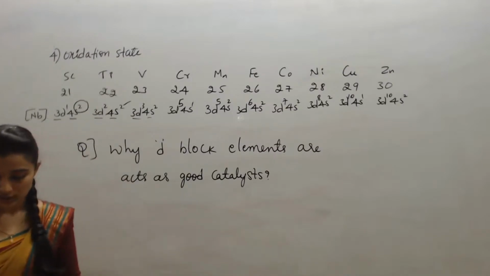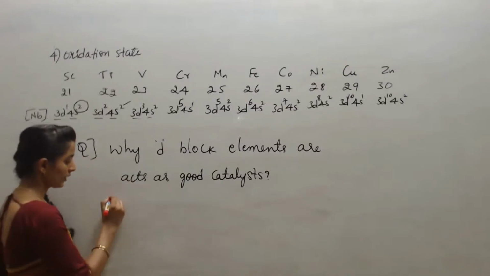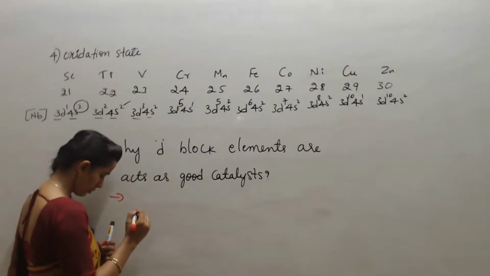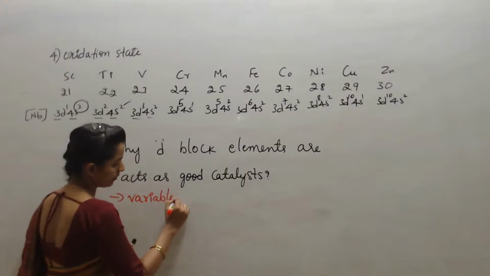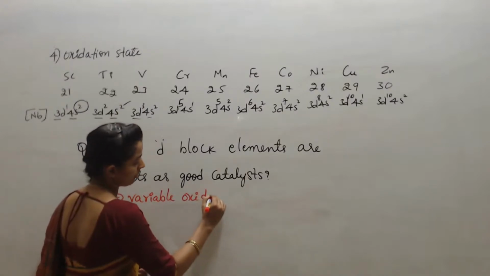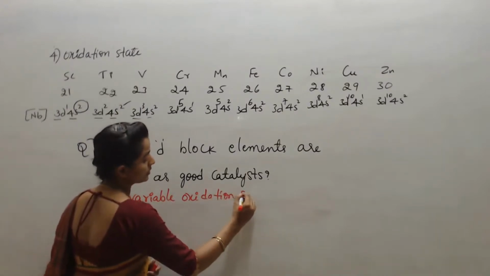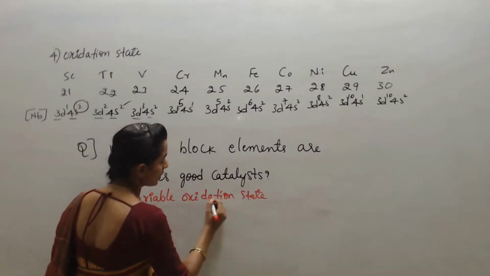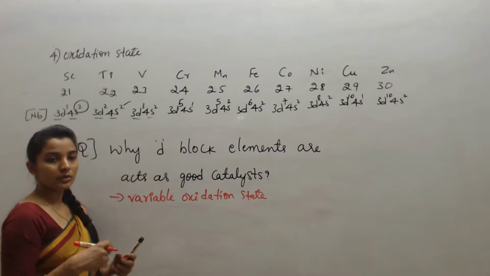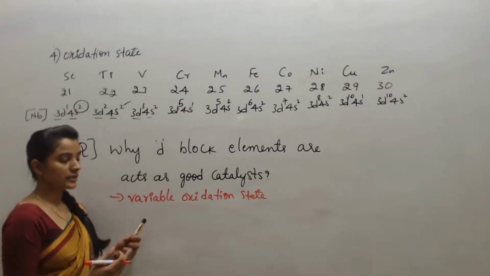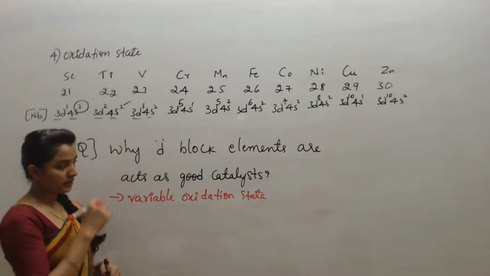So there are two reasons. One, they have variable oxidation states. Because of the variable oxidation state, they can either accept an electron or donate an electron, resulting in what? They act as a good catalyst.